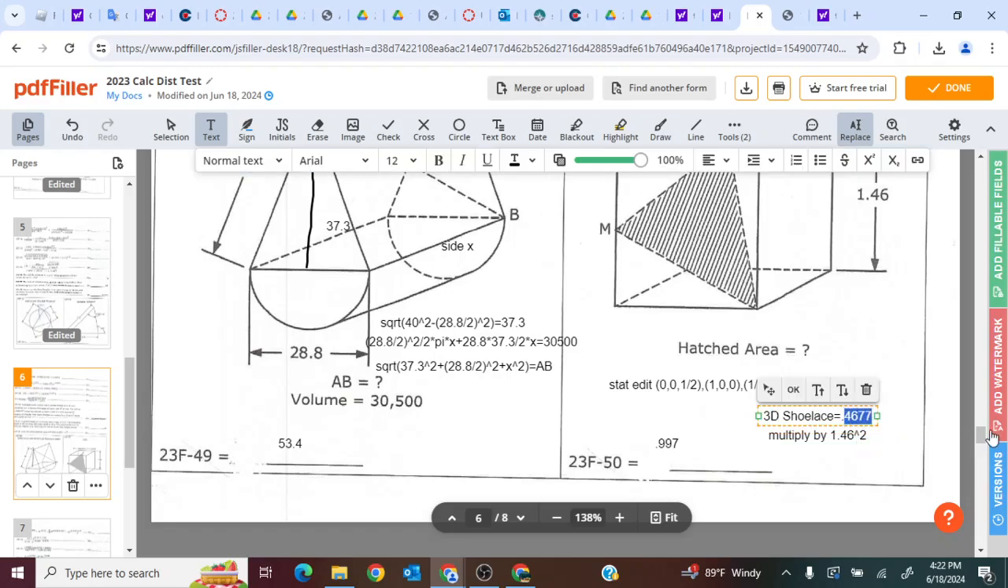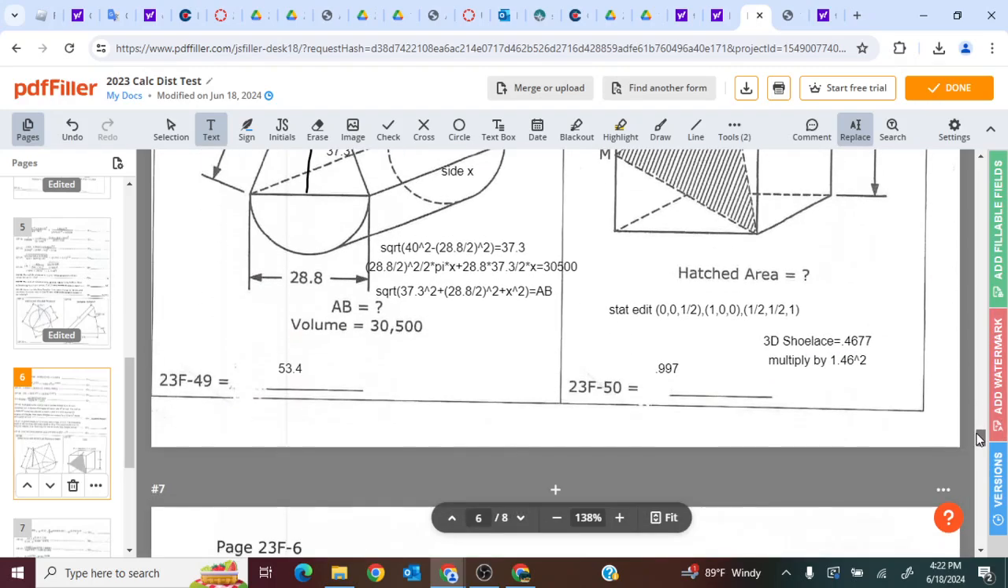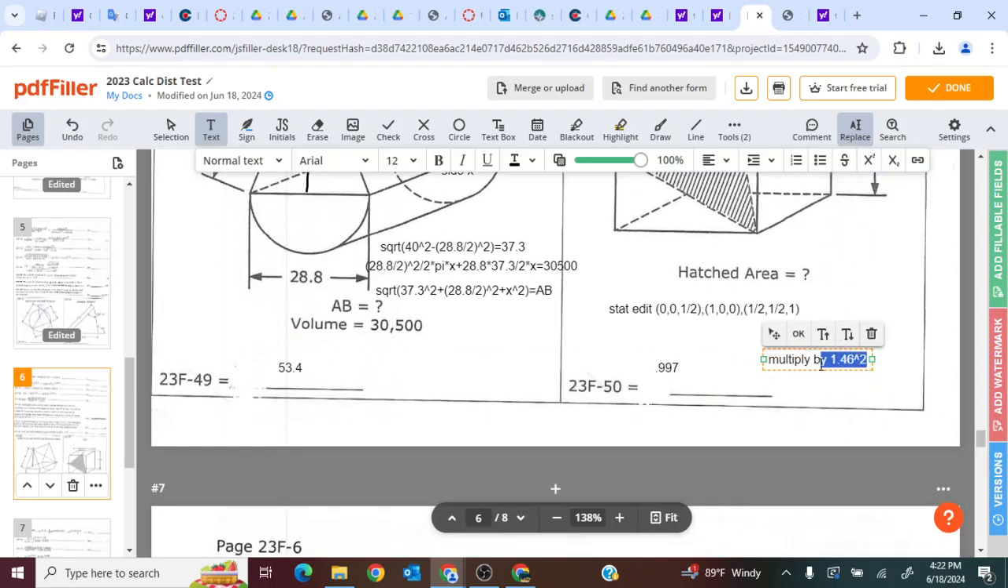And then you will have to convert it back into how it would be with this 1.46. Since area is side squared, you got to multiply that value by 1.46 squared. And if you do that, you get 0.997.